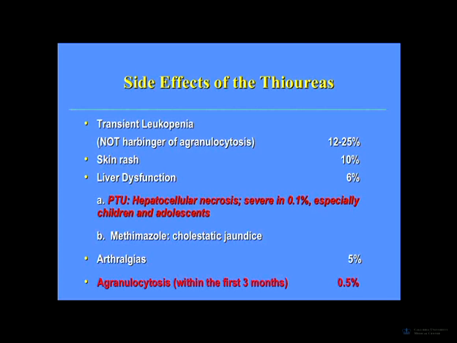It doesn't lead to hepatocellular necrosis. Arthralgias can happen, 5%. And this is one of the more feared ones, agranulocytosis, which typically is front-loaded, occurs within the first 3 months of therapy, and occurs maybe in 0.5% of patients who take thioureas.